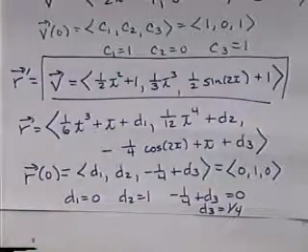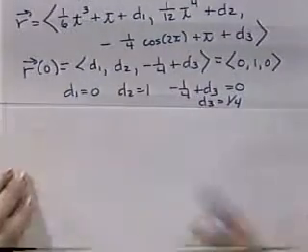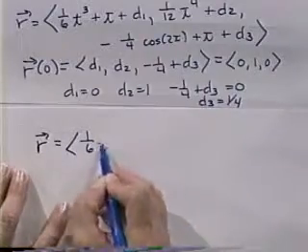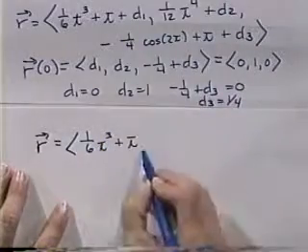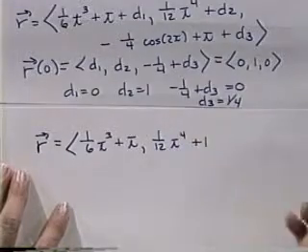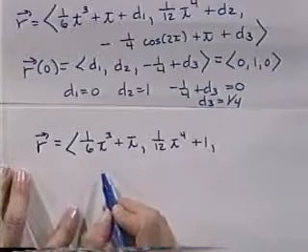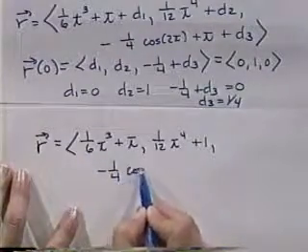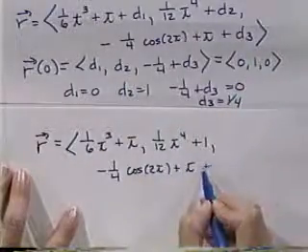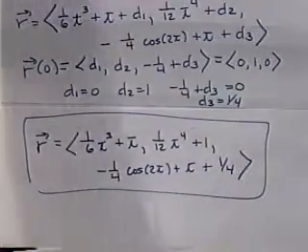So what is my r here? My r is going to be 1/6 t cubed plus t, comma, 1/12 t to the fourth plus d2, which is plus 1, comma, minus 1/4 cosine of 2t plus t plus d3, which is 1/4. And this is my final answer for r.